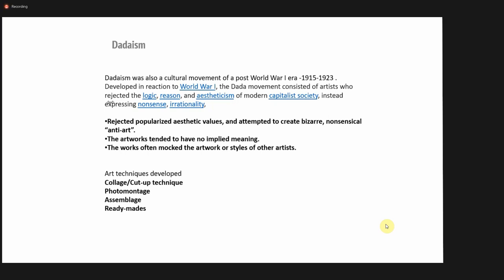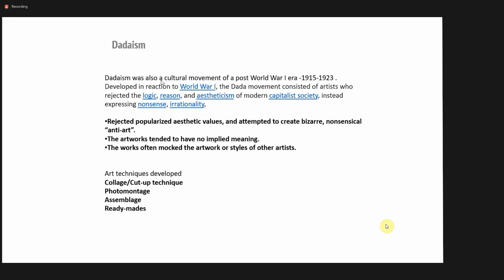Doing something different from art. So what kind of thing could this be? So far art was to please people. Art was a very beautiful thing. So in Dadaism, the anti-art movement appeared. Rejected, popularized aesthetic values, that what we call beauty, what we call art, we all reject that. So it attempted to create bizarre, nonsensical anti-art. The artworks tended to have no implied meanings. They don't say that this has meaning. There's no meaning in those art. The works often show the artworks or style of other artists.